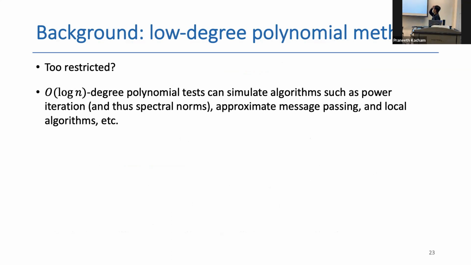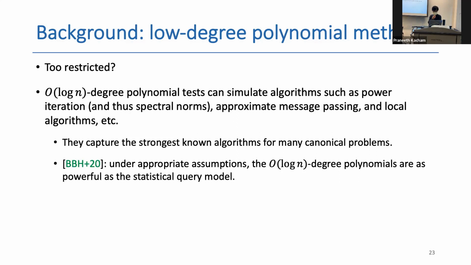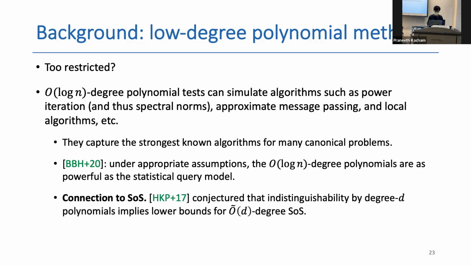So you might ask, why are low degree polynomials the right restriction? It turns out that order log n degree polynomials can simulate many algorithms such as power iteration. So they can compute spectral norms, approximate message passing, local algorithms, etc. They capture the best known algorithms for many canonical problems, like tensor PCA or planted clique. And recently, it's been proven that under appropriate assumptions, order log n degree polynomials are as powerful as the SQ model, which is another class of computation model, which I will explain.